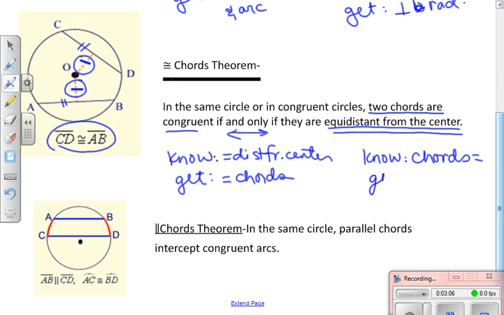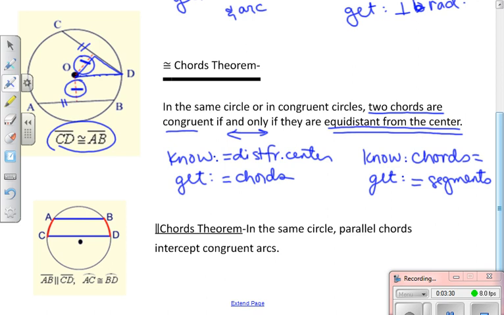Conversely, if you know the chords are equal, then you get that those segments between the center and the chord are equal. Then you get equal segments. So a pretty powerful theorem because, again, I could draw in a triangle. And then interesting things can start happening with my triangle properties.